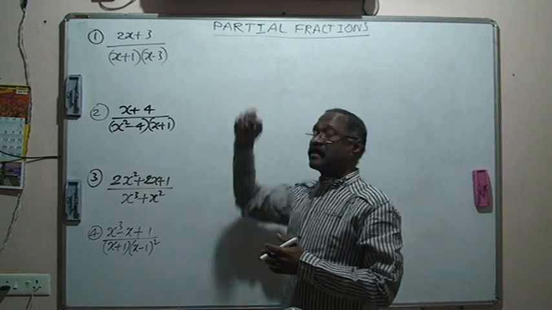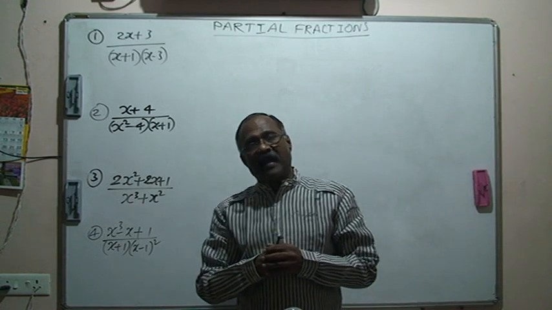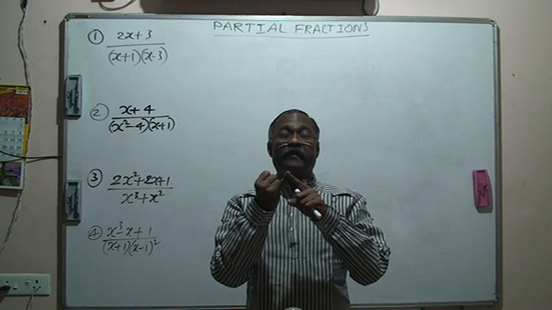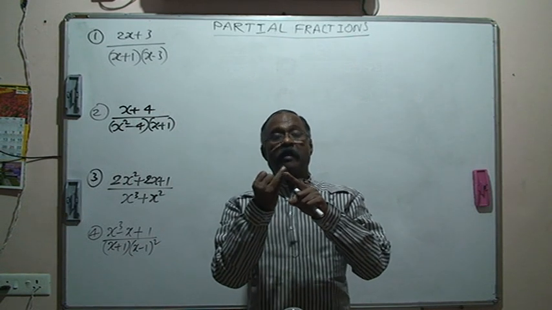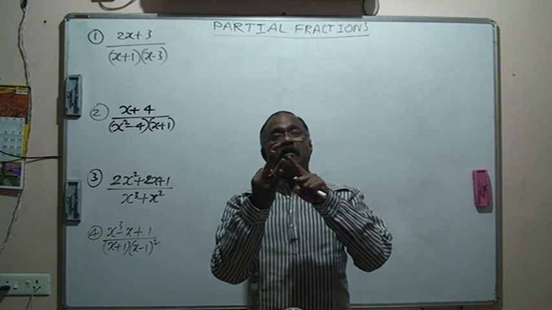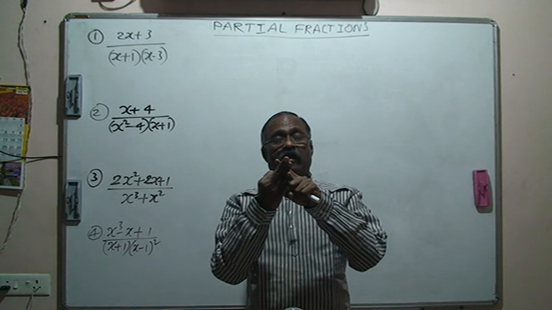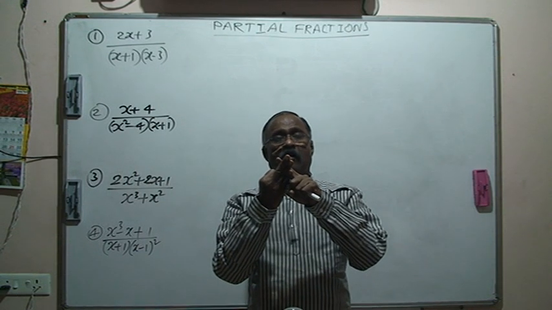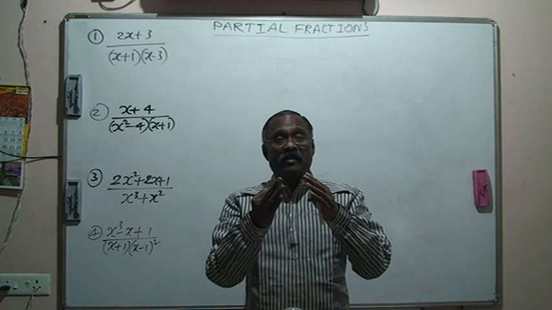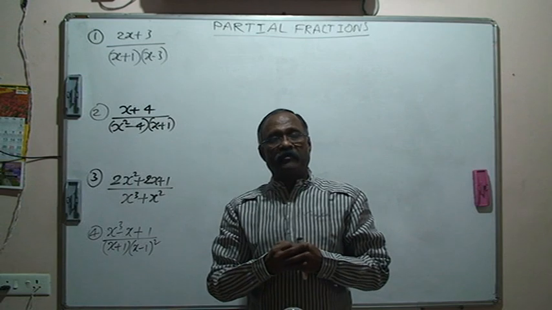In the name itself you can see that. But you must know the basics of partial fractions. Number one, the denominator containing non-repeated linear factors. Number two, the denominator containing repeated linear factors. Number three, the denominator containing factors of higher degree than one, that is, second degree or third degree or something like that.